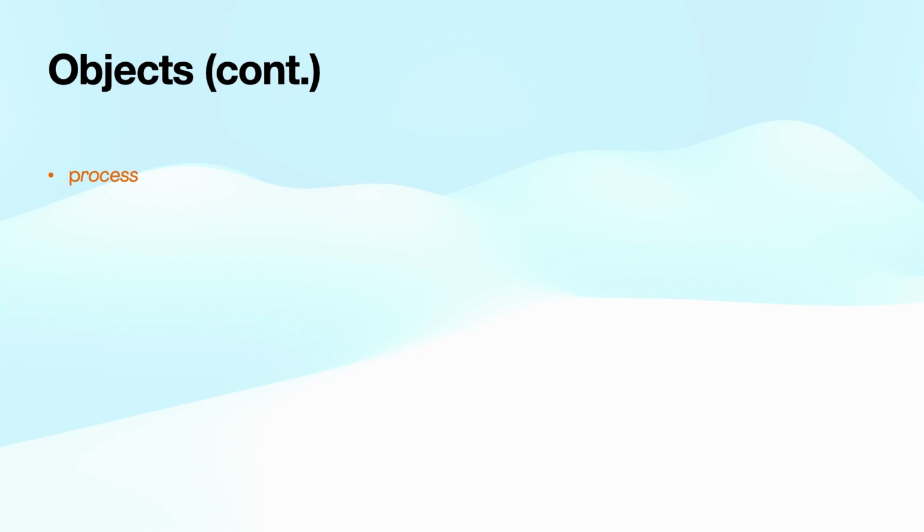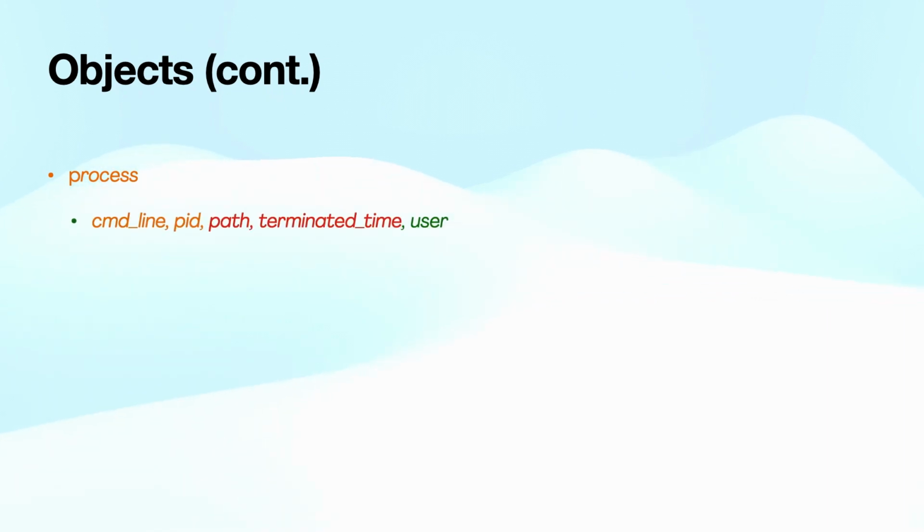Command line and PID attributes have been made optional for the process object. Path and terminate time have been removed, and a new user attribute has been added. This attribute would capture the user context under which this process is running. And finally, a constraint has also been defined here to ensure that at least one of the PID or the UID attributes is defined as part of process object usage.